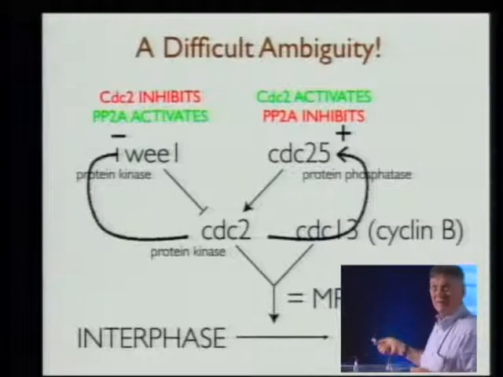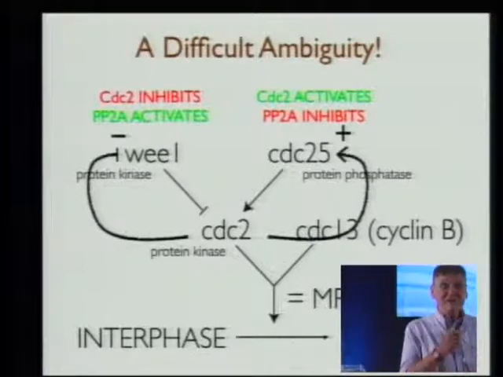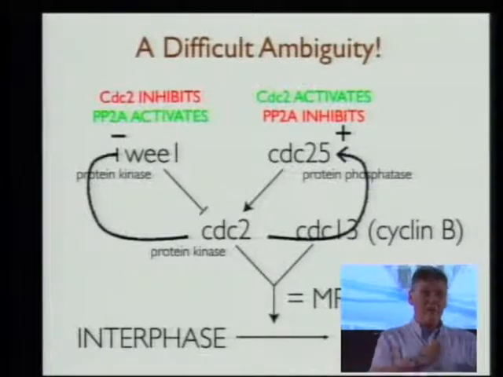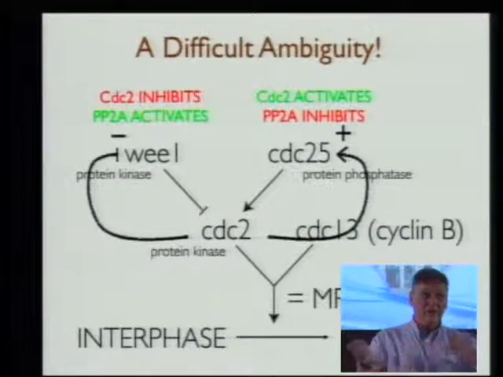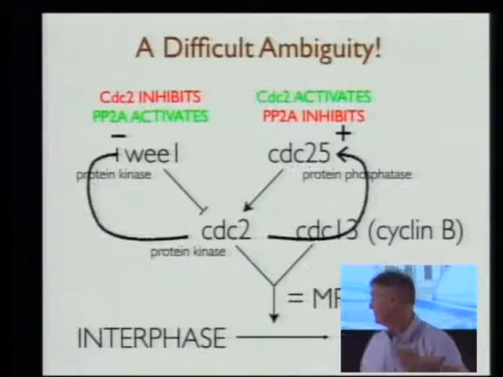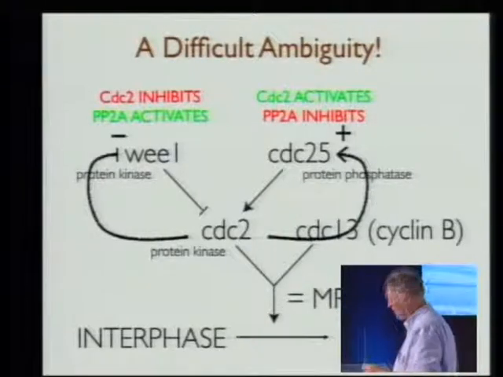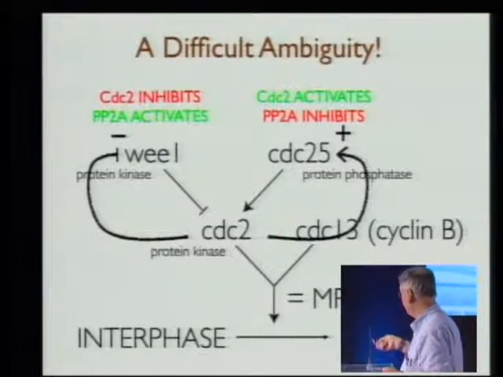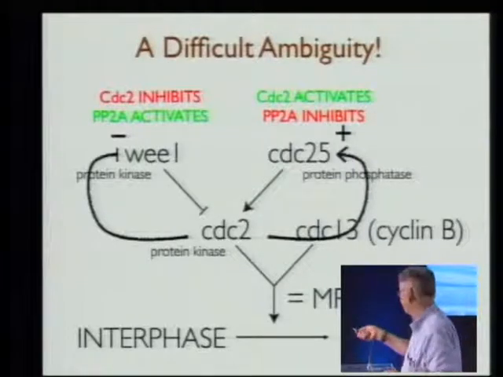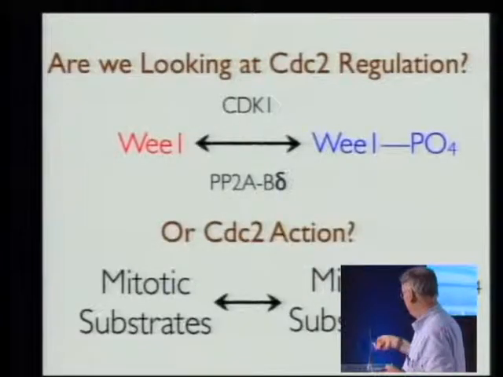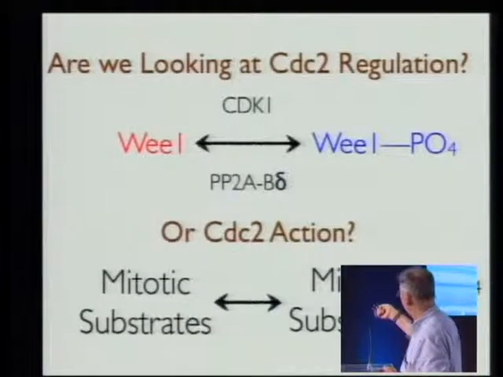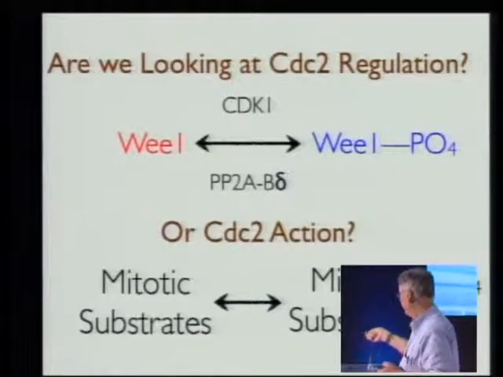WEE1 is turned off by phosphorylation. So here's another case where opposition between CDC2 and the phosphatase can affect, it's recursive, you know. And it's very difficult to disentangle effects on the control system of CDC2 from effects, you know, in other words, are we looking at CDC2 regulation or CDC2 action?